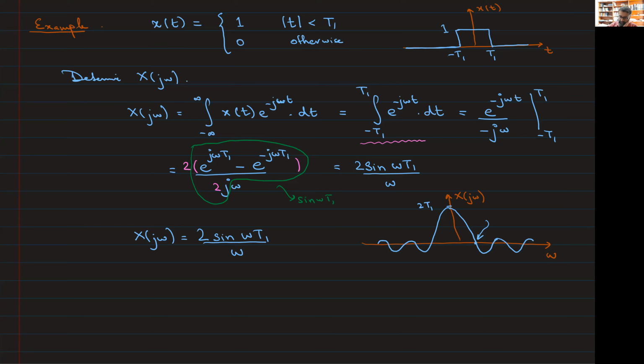So pi by t1 will work, I guess. Excellent, right? So this 0 crossing would be pi by t1. And similarly, this 0 crossing would be at minus pi by t1. What about the second 0 crossing? So 2 pi by t1, and so on and so forth. This is 3 pi by t1. So the 0 crossings are actually spaced pi by t1 radians per second apart. Okay?